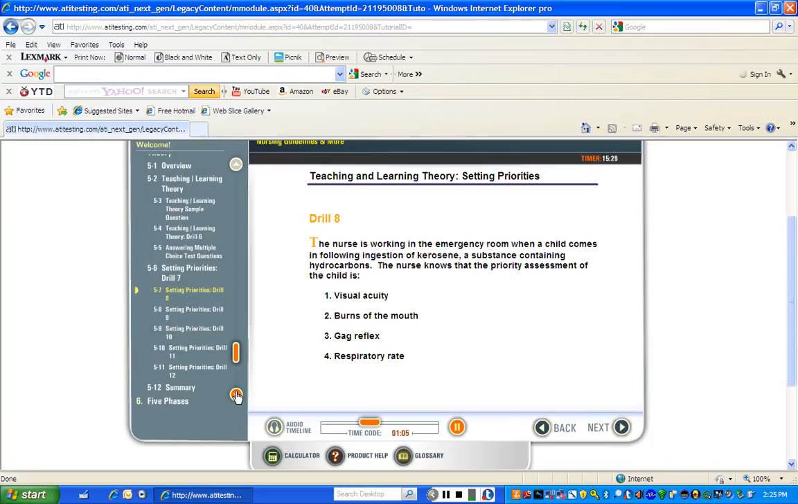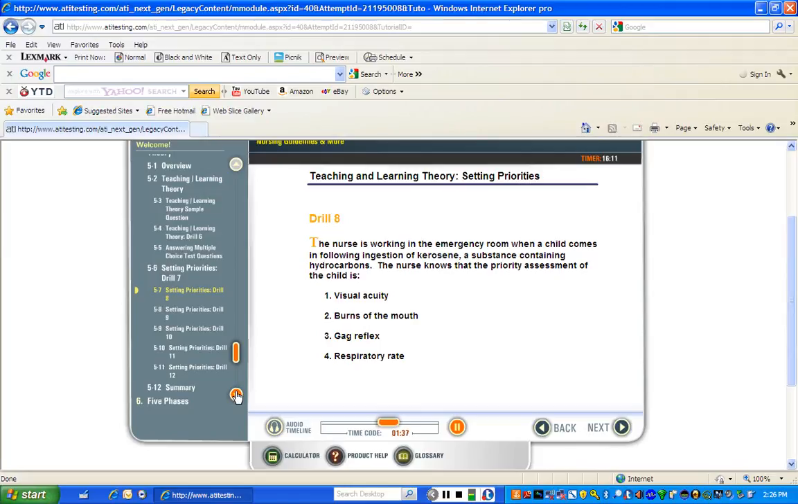Hydrocarbons are found in natural gas, petroleum products, and coal. Children can be poisoned as a result of swallowing these types of products, such as gasoline, kerosene, and paint thinners. Blurred vision may be an initial finding in this type of ingestion, but at this point it is not the priority assessment. Option 2, burns of the mouth. We will keep the question mark on this choice. Burns of the face, mouth, and esophagus may be the initial findings of hydrocarbon ingestion, but this may not be the priority assessment.